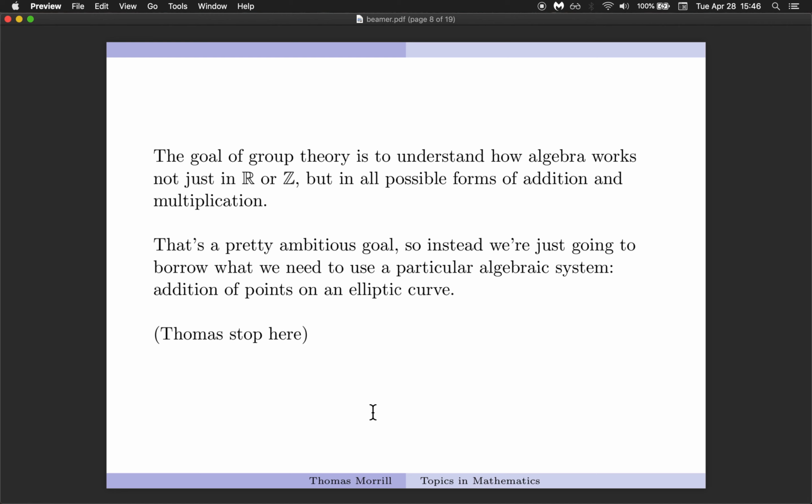We're trying to figure out what are some more abstract versions of addition and multiplication out there so that we can understand a particular system, which is addition of points on an elliptic curve. So the same way that we have used modular arithmetic to build up a different system of addition and multiplication and exponents, our end goal for this material is being able to do the same thing for an elliptic curve.